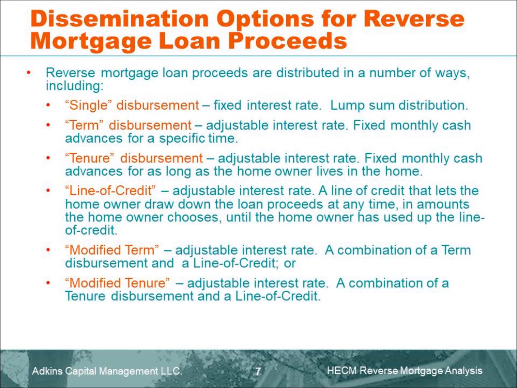Reverse mortgage loan proceeds are distributed in a number of ways, including single disbursement, term disbursement, 10-year disbursement, line of credit, modified term, or modified tenure. Each of these options has an adjustable interest rate provision associated with the reverse mortgage loan, except for the single disbursement option, which is a lump sum distribution that has a fixed interest rate provision.